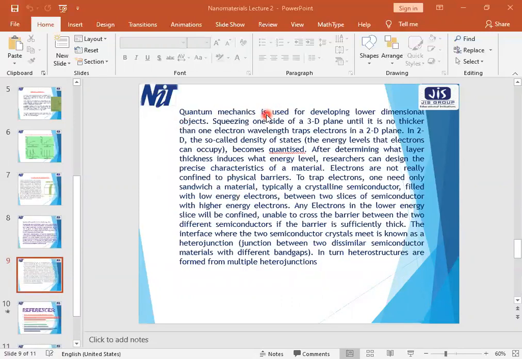So now, what happens actually here? Quantum mechanics is used, and that is why manufacturers are using the quantum well concept for developing lower dimensional objects. How? By squeezing one side from 3-dimensional. They are making the 2-dimensional nanomaterial, and this 2-dimensional nanomaterial will have different properties than its 3-dimensional behavior. What properties will be changed? Properties like density of states will be changed.